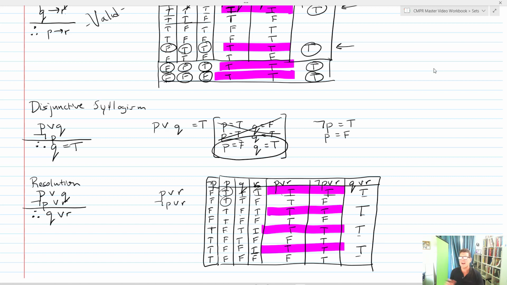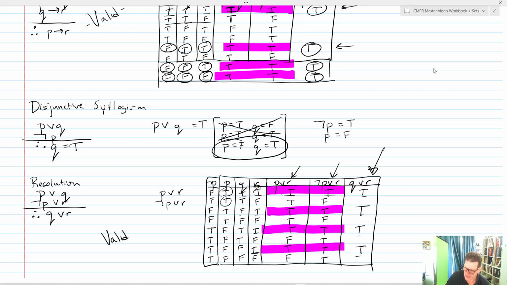And we don't really care whether or not there are other ones where Q or R might be true as well. It doesn't matter. All we need to know is that if these two statements are true, P or R and not P or R, whenever they're both true, then Q or R must be true as well. Okay? So hence again, for our resolution, we have a valid statement.